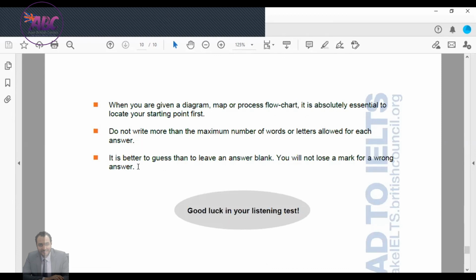Yes. You will not lose a mark for a wrong answer. What does this mean? When listening to the audio, you may miss a point or two. So you have to leave it. You have to leave this certain question or this certain point, leave it and move on with the audio, because the audio will not stop.